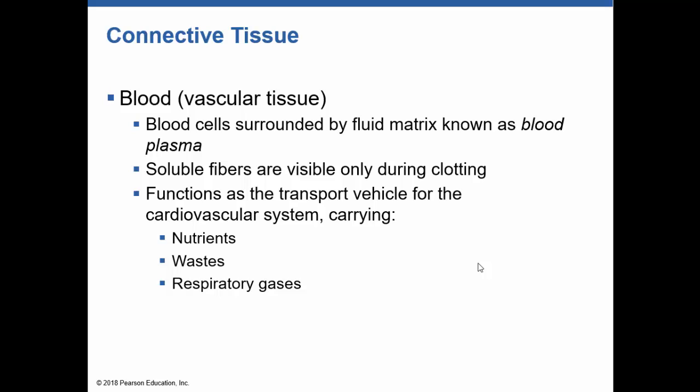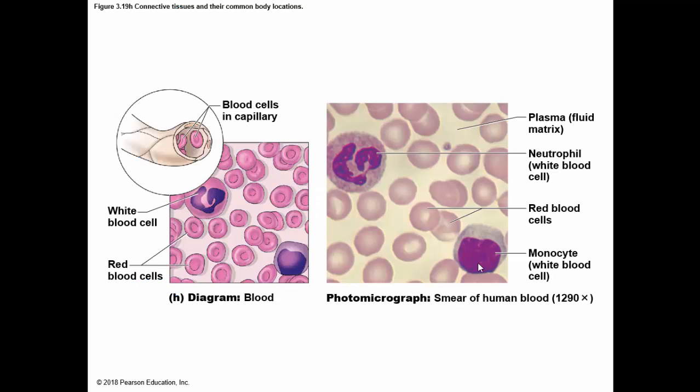There is a soluble set of fibers that are visible only when clotting, and it's basically a transport vehicle. That's what blood is for. It's a transport for the cardiovascular system, and that's the connective property, it actually moves things around the body. Nutrients, waste, and respiratory gases like oxygen and carbon dioxide. So that's what blood does, which I think most of us are most familiar with.